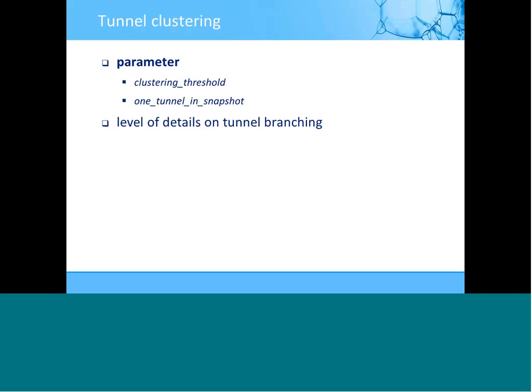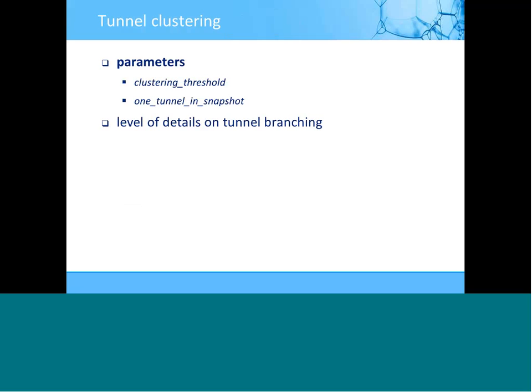Next, now we are getting to the clustering of the tunnels, which is used by Caver to distinguish which tunnels are actually just less important alternatives of the same tunnel, and which are relevant branches or even different tunnels and should be retained in the analysis.